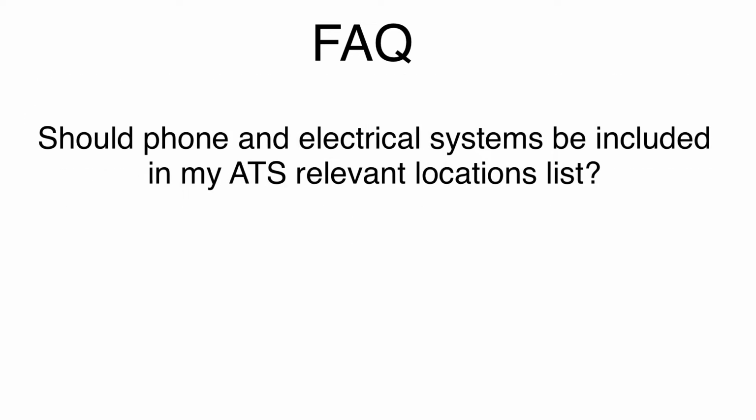Thanks. The next question is, should phone and electrical systems be included in my ATS relevant locations list? So all assets that support the ATS should be included. A few examples might be radio systems for shuttle type systems and electric charging stations for fleet. So it's possible that you may have some phone and electric systems that would be included.